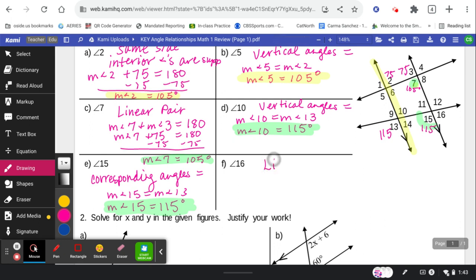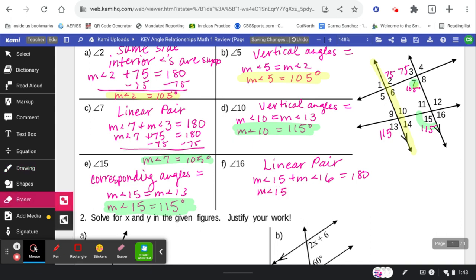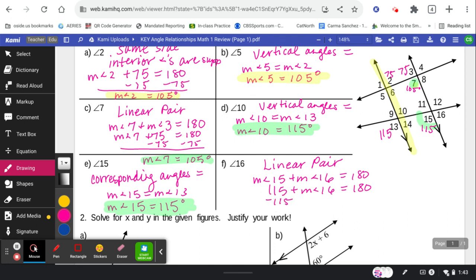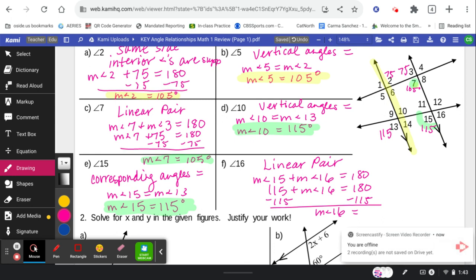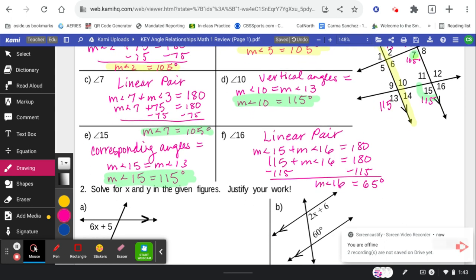Angle 16, last but not least, so 15, I now know right here this is 115. So 16 is a linear pair to that. And so do you see how we could say measure of angle 15 plus measure of angle 16 is equal to 180? And we know the measure of angle 15 is 115. And then we're going to just subtract that from 180. And so measure of angle 16 equals, grab your calculator and do this for me real quick. 180 minus 115 is 65 degrees. Highlight, and draw this in.